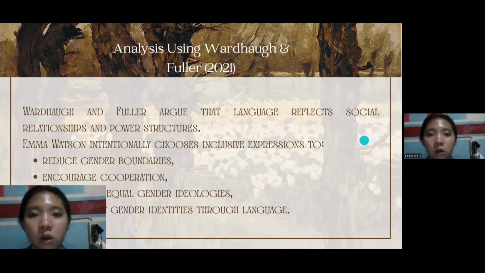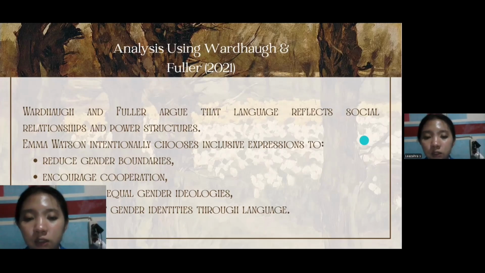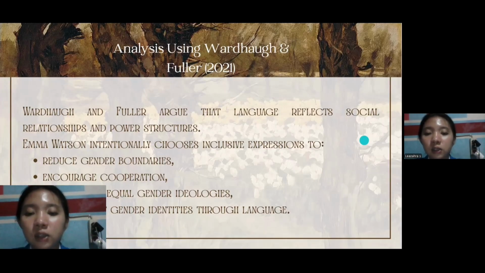Analysis using Wardhaugh and Fuller. Wardhaugh and Fuller argue that language reflects social relationships and power structures. Emma Watson intentionally chose inclusive expression to reduce gender boundaries, encourage cooperation, challenge unequal gender ideology, and reconstruct gender identity through language.